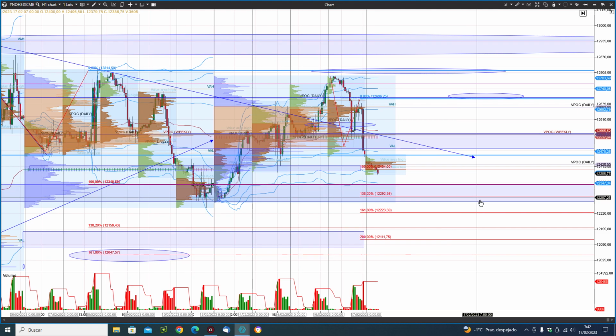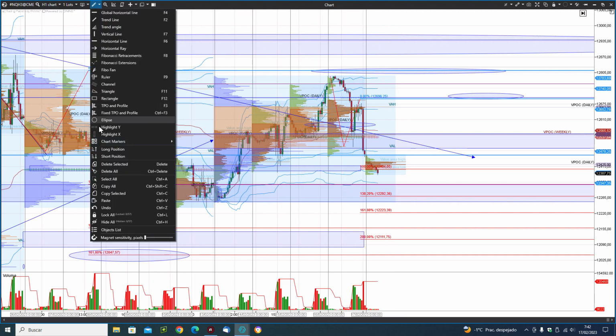Talking about higher targets, the main target would be this price action zone, with a maximum at this current weekly VPOC, 12,551. Next step will be this daily naked VPOC at 12,664. Let's mark it.